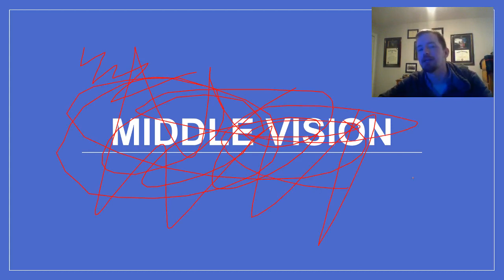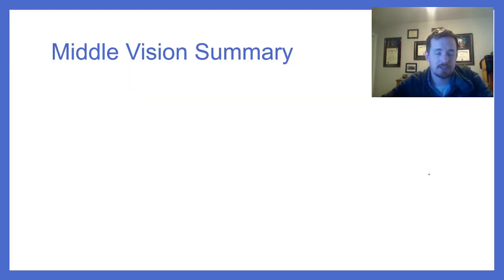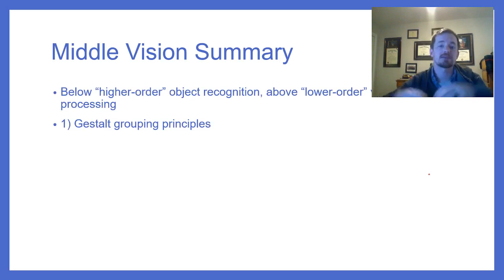Alright, let's move on. So middle vision, what is it? Like I mentioned last video, it is basically the space in between the striate cortex, which is all about detecting lines, and before we get to the inferotemporal cortex. So before we get to really complicated objects that we're perceiving. That space is middle vision.